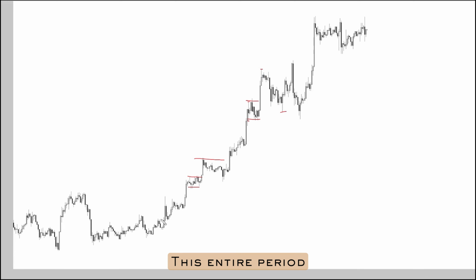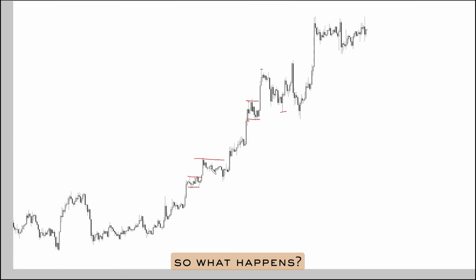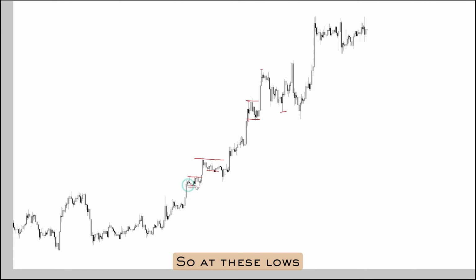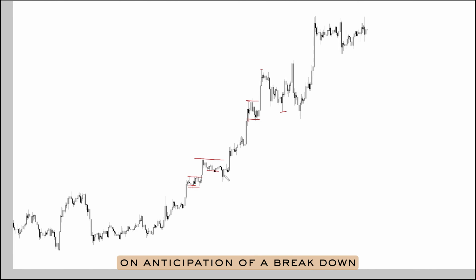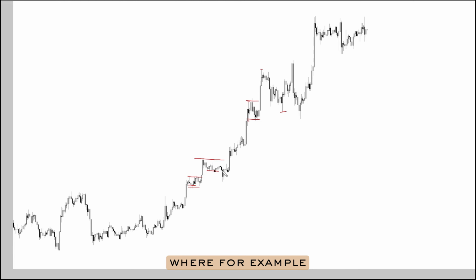This entire period, every point that we advanced upward, everyone assumed that this would be the point that corrected. So what happens? You get the lows aggressively sold. At these lows, there's aggressive selling on anticipation of a breakdown. So you get something like this, where, for example, we do break the low, and then price closes back above. So this is what I say to pay attention for: when you break a low, but price closes back above that low.